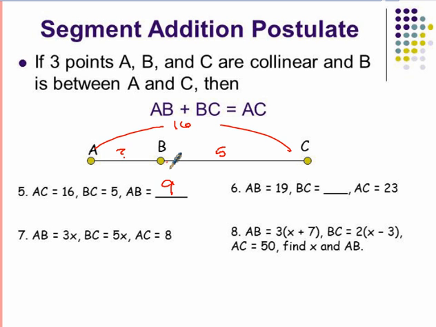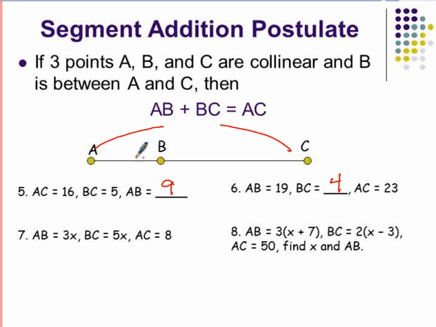9. Now, does AB look bigger than BC? Yes. Sometimes in this class we'll get things that don't look like what they should be, and that's okay. We're just going to go based on what the directions tell us. All right, let's do another one. On number 6, AB is 19. BC, we don't know, and AC is 23. Well, how much is left for BC? 23 minus 19 is 4. Let's do another one.